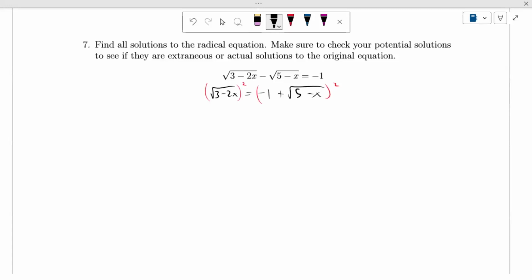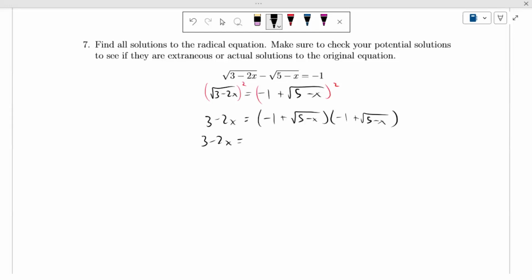So if I do that, on the left-hand side, I just get 3 minus 2x, which is not too bad, right? On the right-hand side, well, if I'm squaring it, then this is the same thing as -1 plus the square root of 5 minus x times -1 plus the square root of 5 minus x, right? And I got to FOIL it out, okay? Which is not that bad.